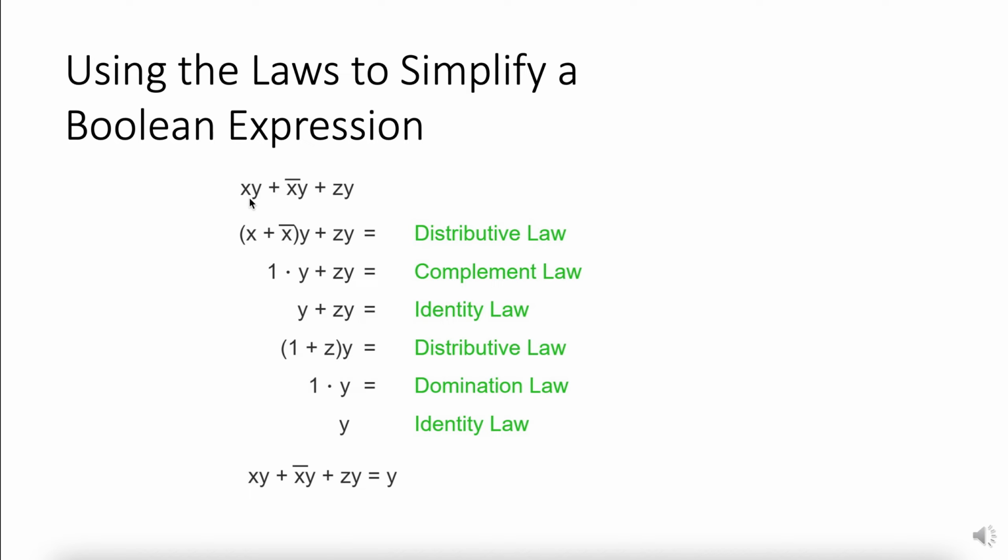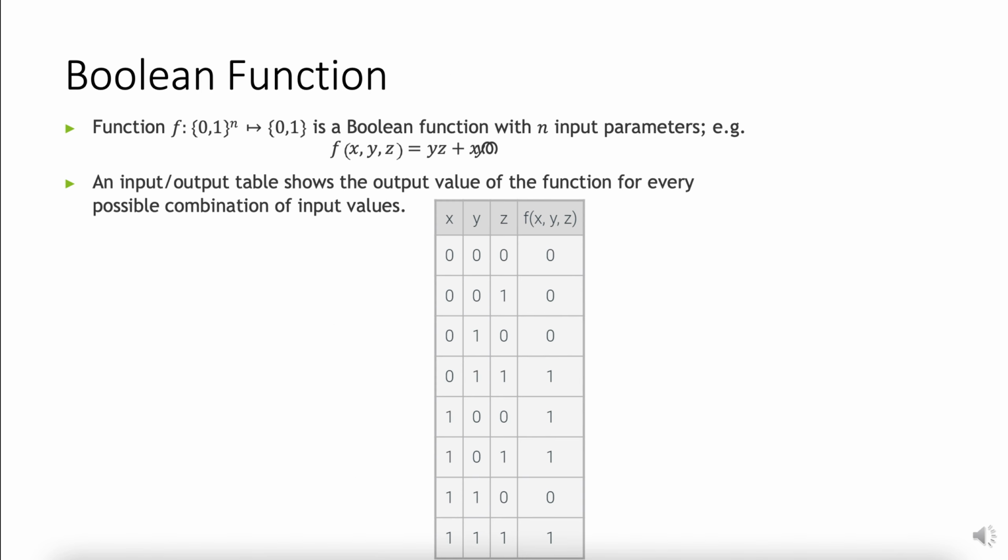So you have, let's say, xy plus x bar y plus zy. If you use the distributive law, essentially you're taking the y out, which is x plus x bar multiplied by y plus zy. Now here, if you use the complement law, this becomes 1, and then you have y plus zy. Again use the identity law, take it out, you have your distributive law, which brings us to y. So we understand that we can basically use Boolean laws to simplify Boolean expressions also.